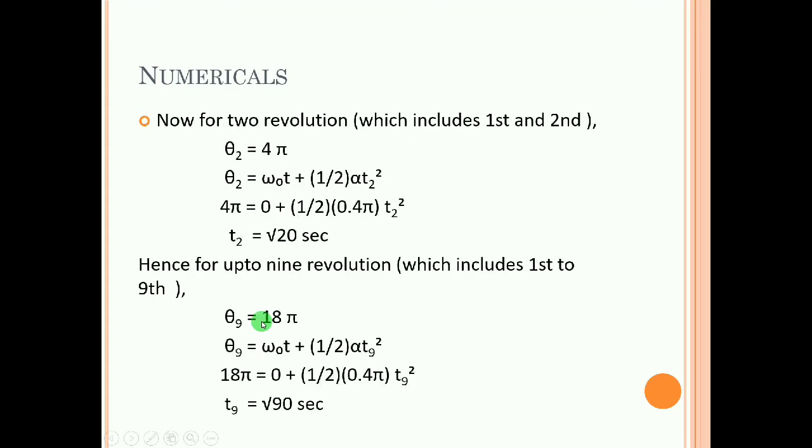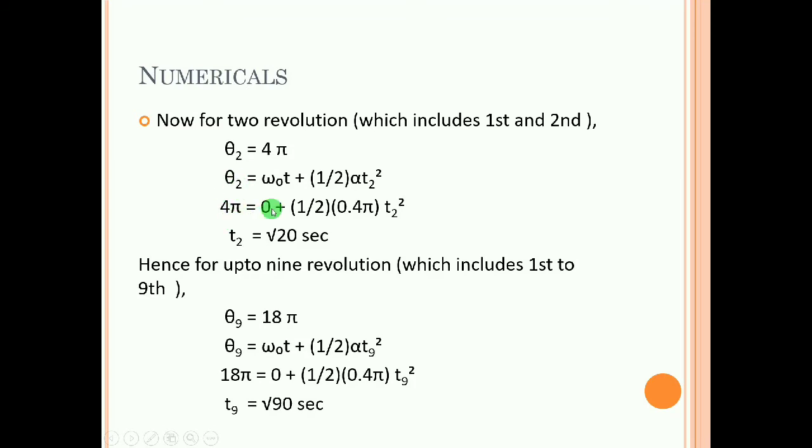Next, suppose we calculate for the second revolution. For the second revolution, if I am taking theta 2, it will be 2 times 2 pi, right? Because it will complete 2 revolutions, so 2 into 2 pi will be 4 pi. So theta 2 equals 4 pi. Writing the equation, theta 2 equals omega 0 t plus 1 by 2 alpha t2 square. For the second revolution, the time interval we are denoting by t2 and the angular displacement by theta 2. Again we will put in values and solve for the t2 value.